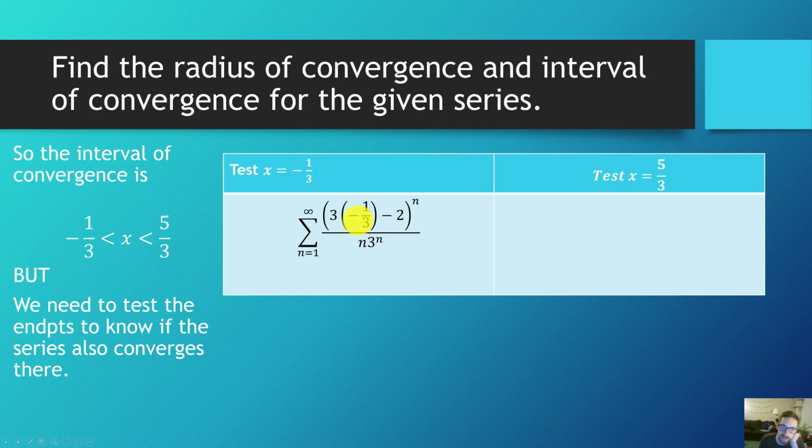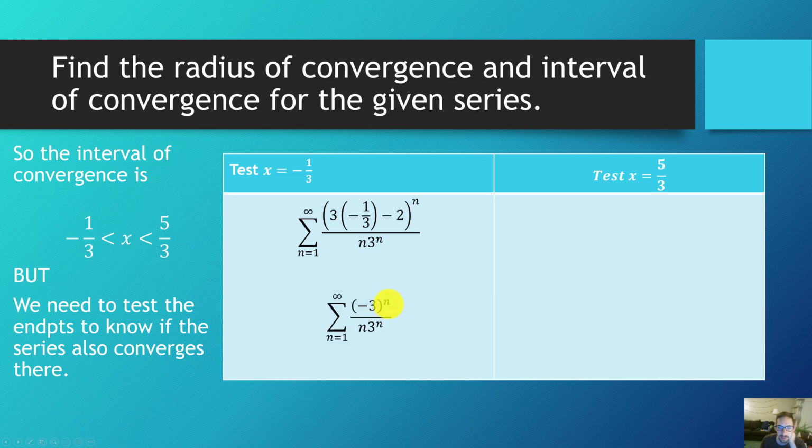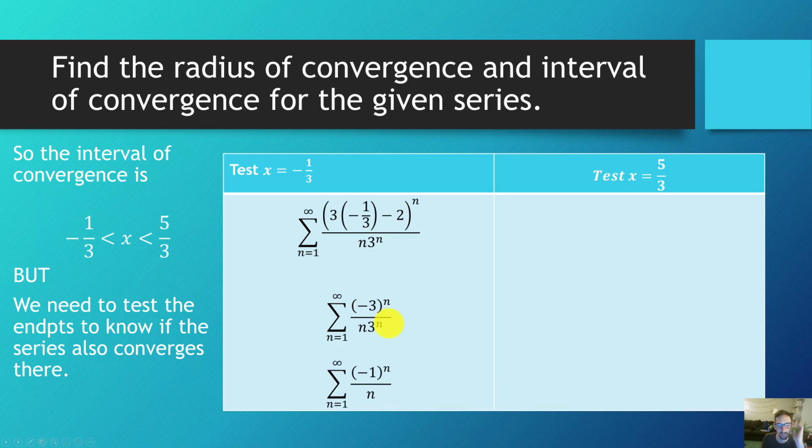If we plug into the initial series, 3 times negative 1/3 is negative 1. Negative 1 minus 3 is, minus 2 is negative 3 to the n. We can take out that negative, and then 3 to the n divided by 3 to the n is 1. And then we'll have negative 1 to the n over n. This is the alternating harmonic series.